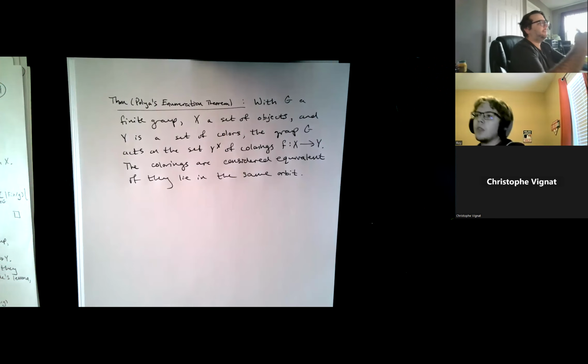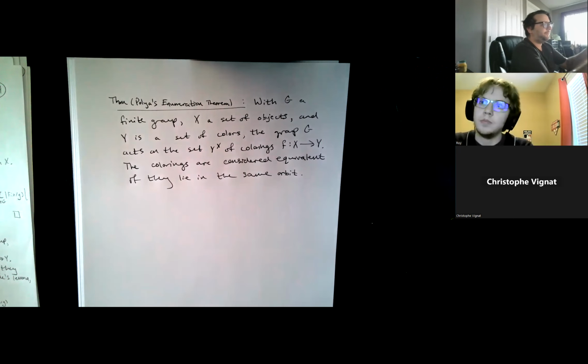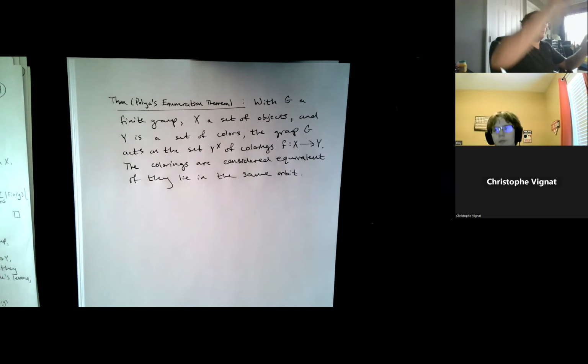If I have a necklace with N beads on it, and I want to color each bead, right? So the beads are the set X, and the colors are the set Y, and F is just the map that takes each bead and assigns it a color. Then the way that G acts on this coloring is by rotating the necklace, for example. So G there would be the cyclic group.